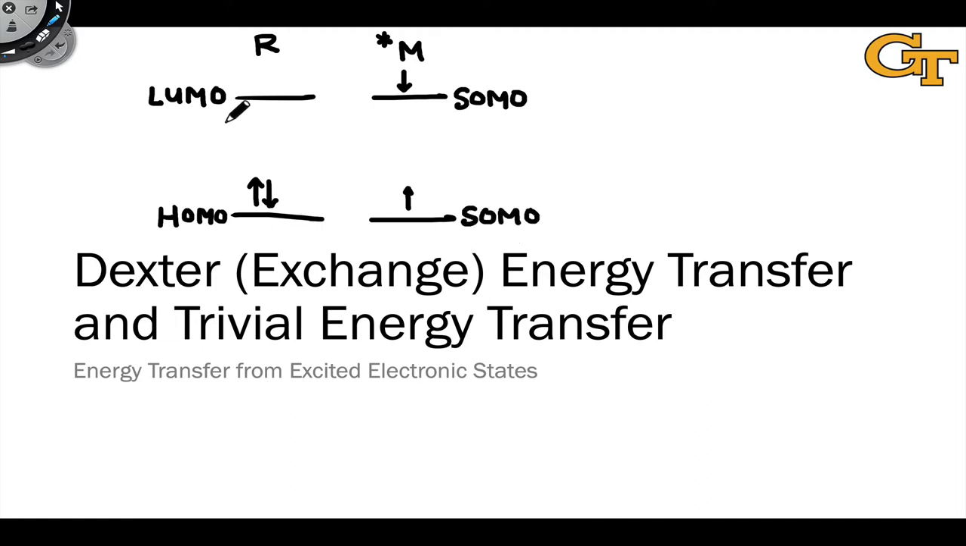What happens if we exchange electrons between these two molecules? What happens if we take the higher SOMO electron in M star and we give it to R, and we take one of the lower energy electrons in R, in the HOMO, and we give that electron to the lower energy SOMO of M star? Let's draw out what happens.